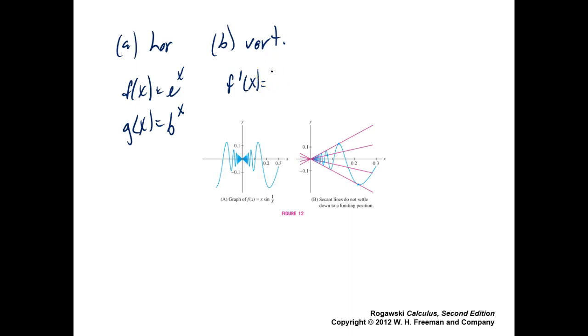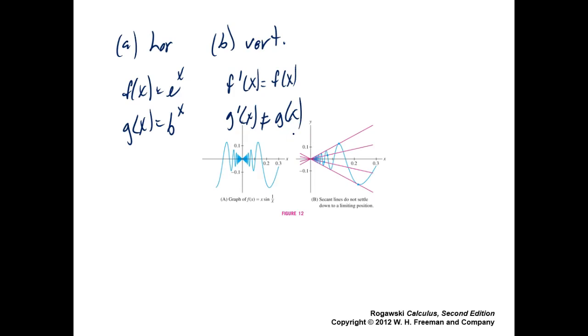Say again? No, I mean, b can be any constant. Any constant. Derivative of f is f, right? Derivative of e to the x is e to the x. And generally, derivative of g is not equal to g because it has some factor.